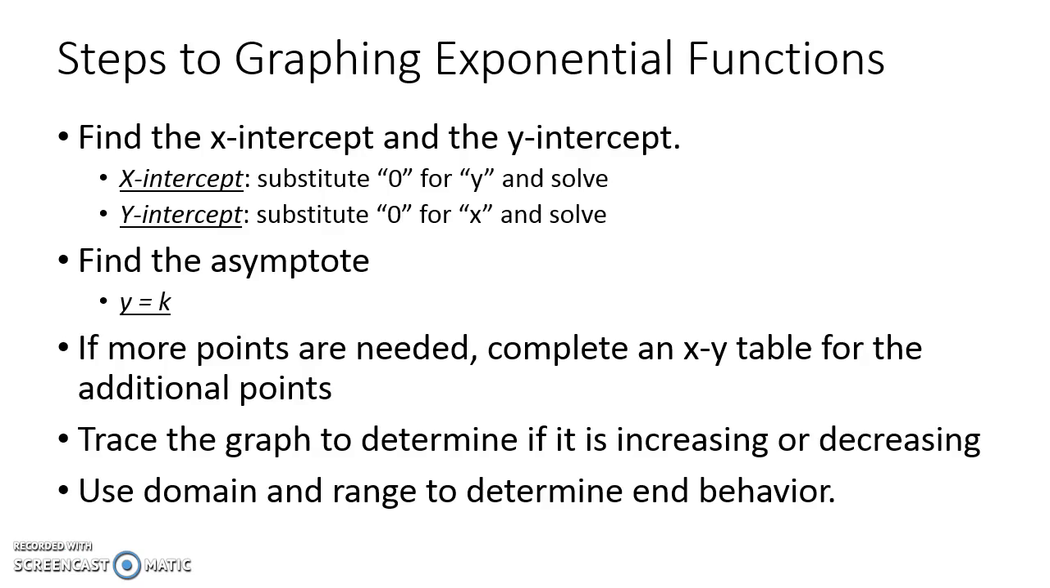Okay, there are steps to graphing exponential functions. Basically, it's 5 steps. First step is to find the x-intercept and the y-intercept. Now remember, the x-intercept is the point on the coordinate plane where your graph crosses your x-axis, and the y-intercept is the point where the graph crosses the y-axis. To find these, it's real simple. To find your x-intercept, you substitute 0 for y, and then you solve it. To find your y-intercept, you substitute 0 for x, and then you solve it.